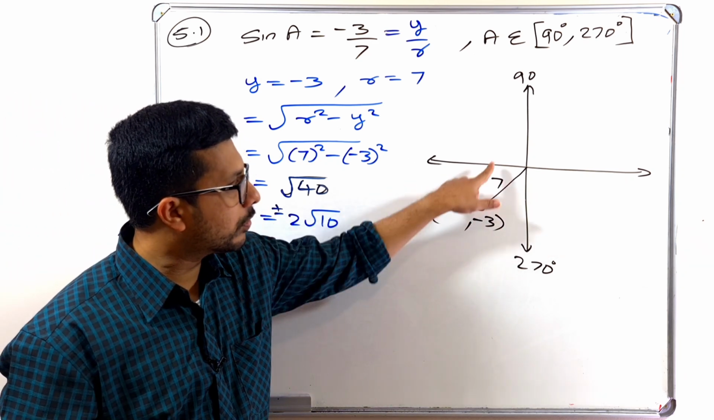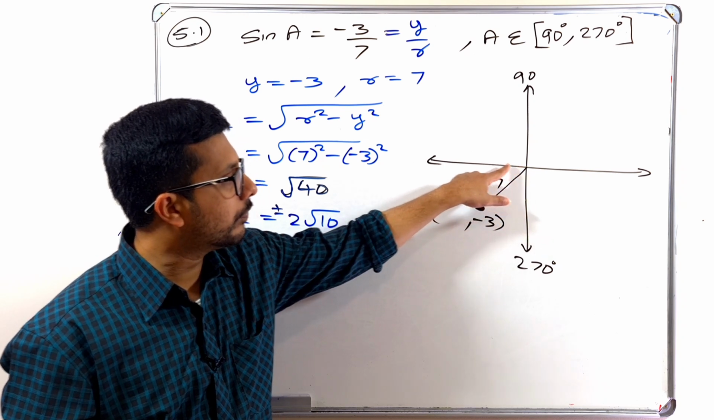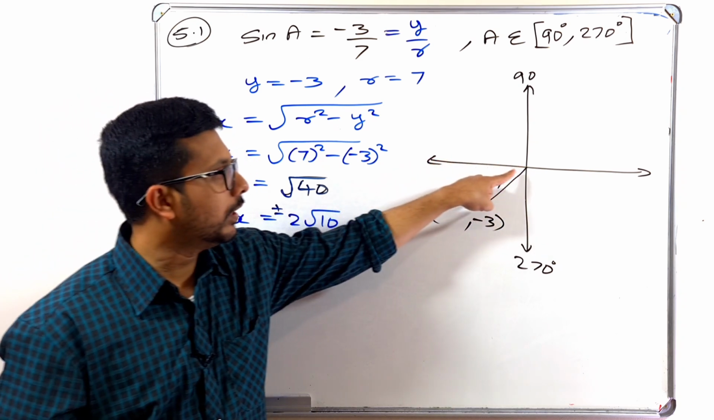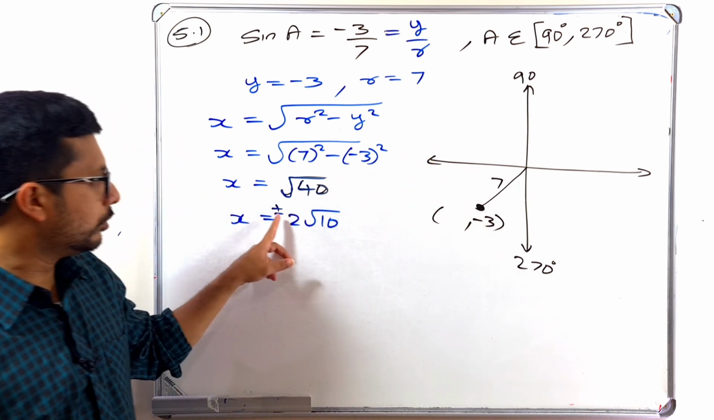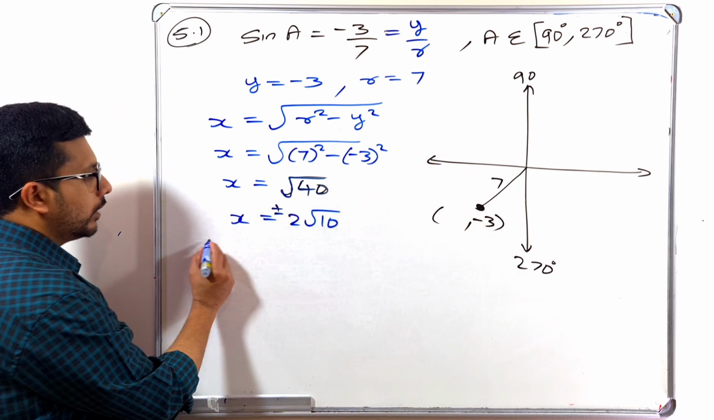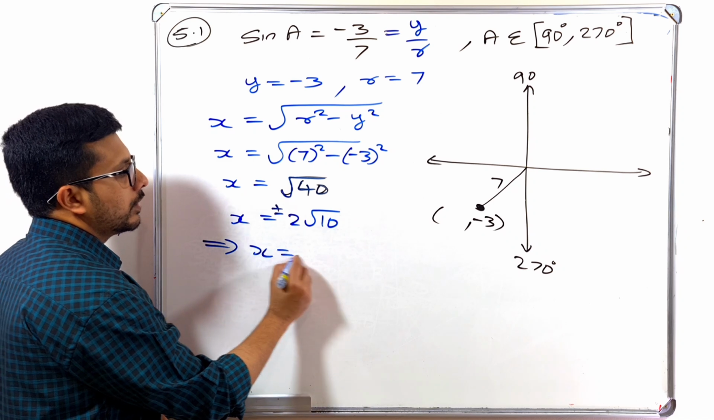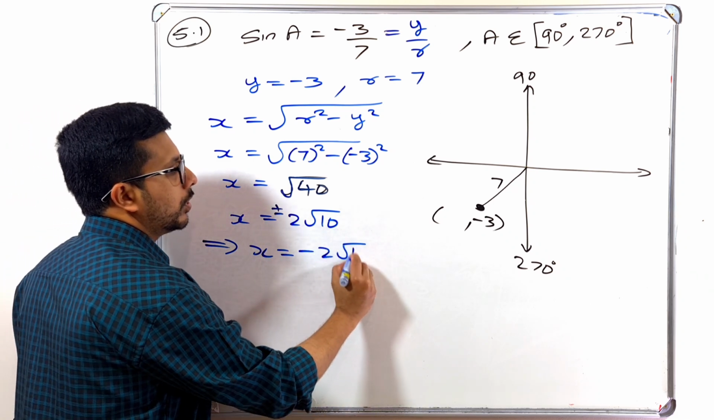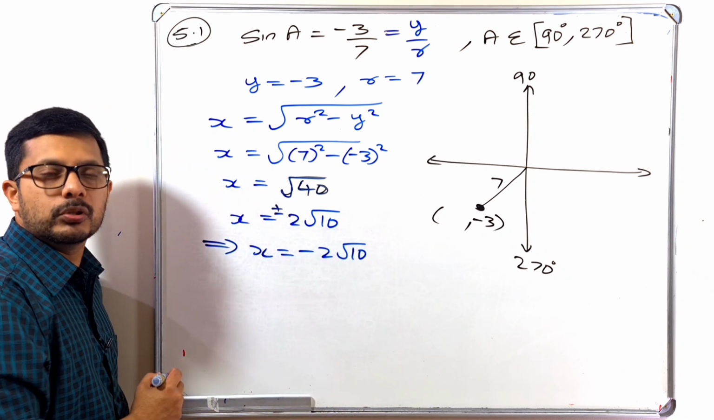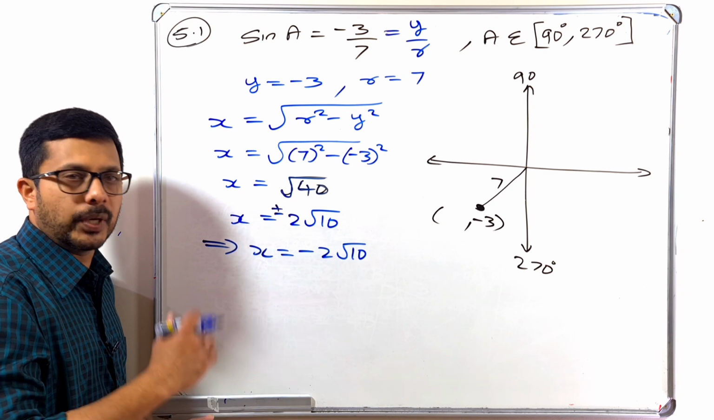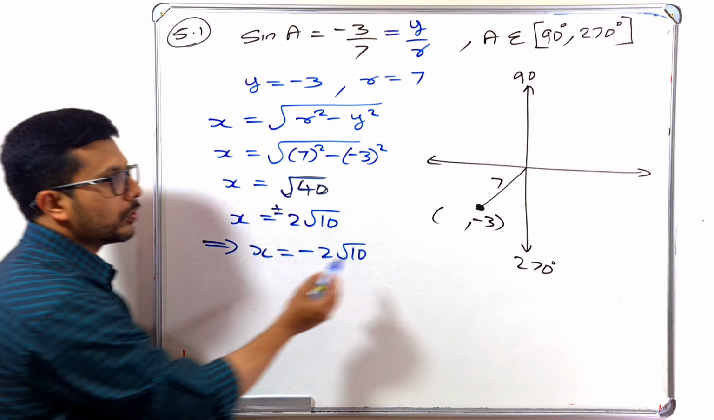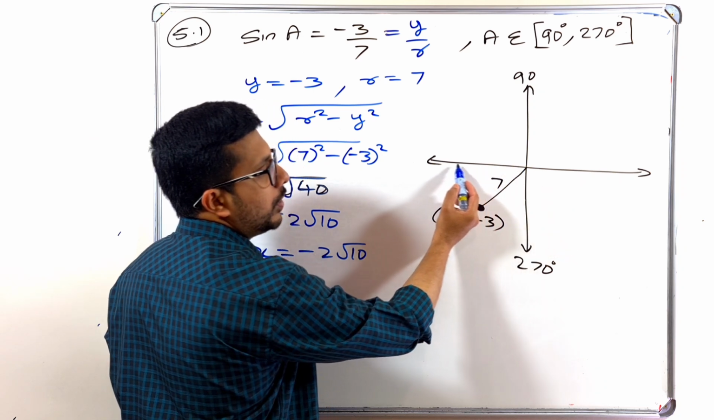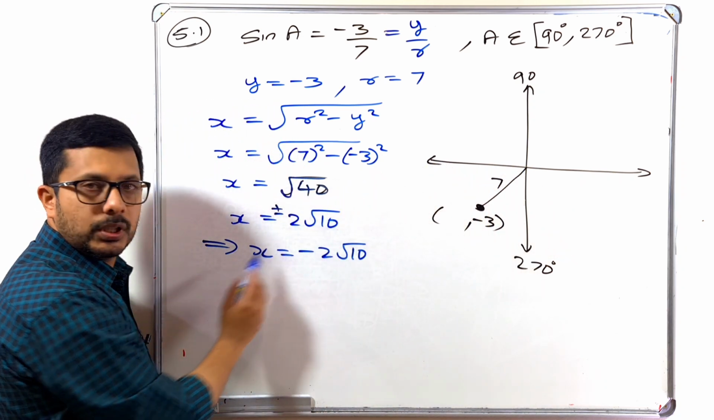This point is in the third quadrant. In the third quadrant, what is the x value? Here the x value is negative. So it can't be positive 2 root 10. So it implies that x is minus 2 root 10. You have to specify that one. Is it plus or minus? Why is it minus? Why can't we take this positive? Because here you know that the x value is negative. That is why we took a negative.